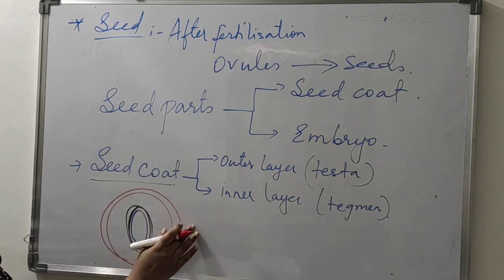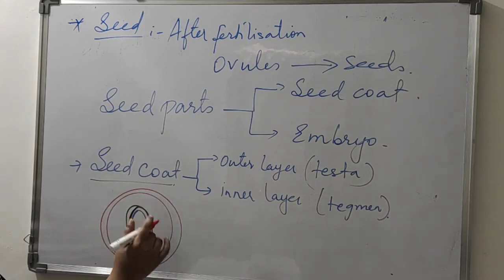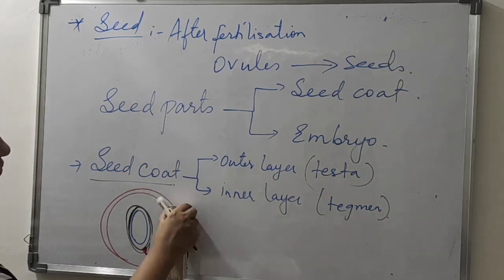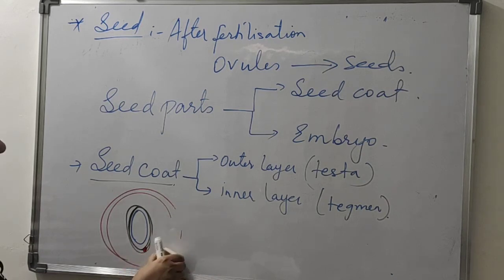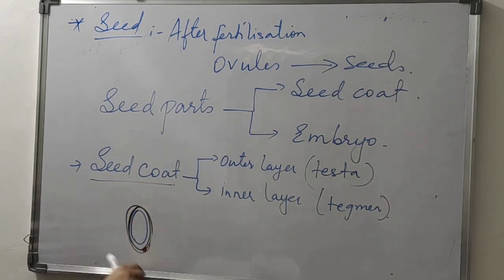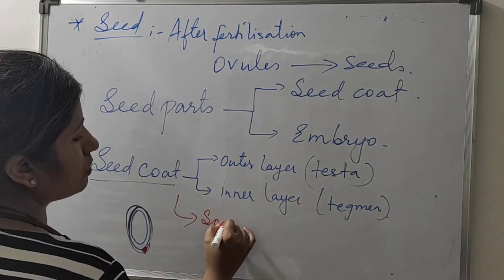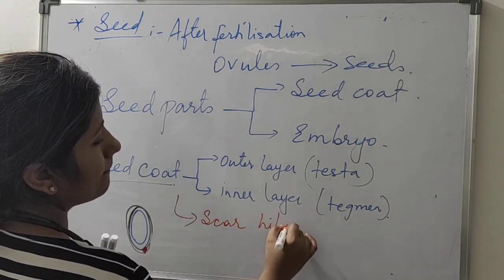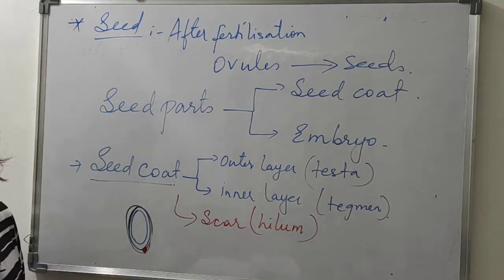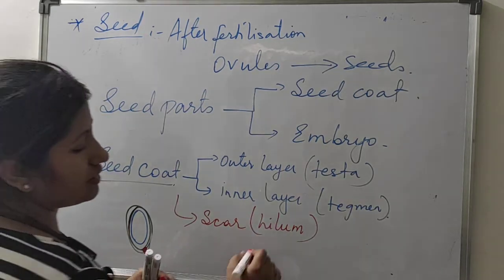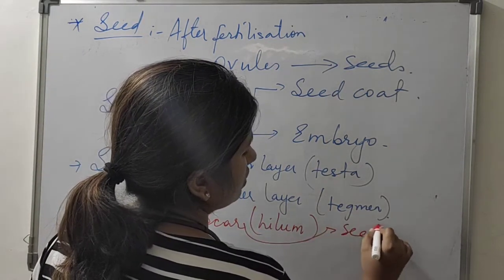The seed was found inside the fruit, so this seed remains attached to the fruit. When I remove the fruit, you can see the scar here. That scar represents the region where it was attached to the fruit. Okay, and that scar is known as hilum. This scar shows that this seed was attached to the fruit.